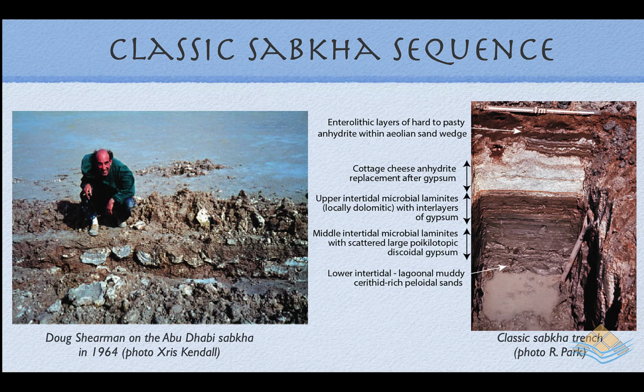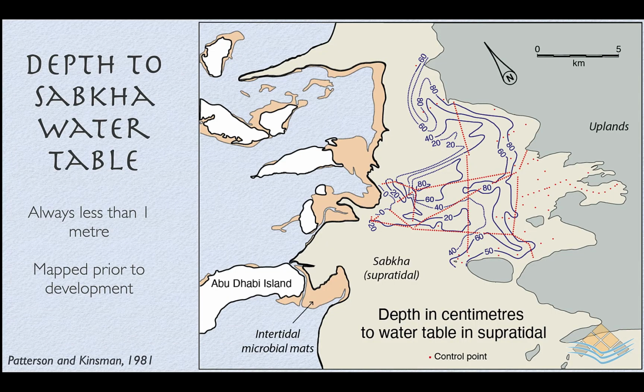Now, one of the key characters of this Sabkha association is the actual thickness of the Sabkha succession above the water table within the prograding Sabkha. This is a map from Patterson and Kinsman based on earlier work by the Imperial College group showing us the depth in centimetres to the water table in the zone that was studied via Imperial College. And you can see that throughout the supratidal Sabkha succession, the water table is between 20 and 80 centimetres below the Sabkha surface. It's always less than 1 metre.